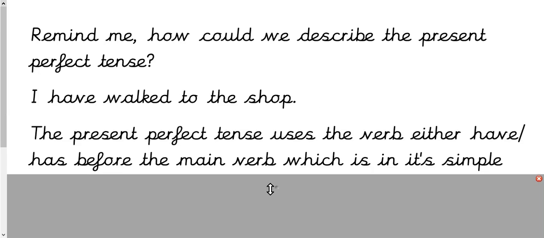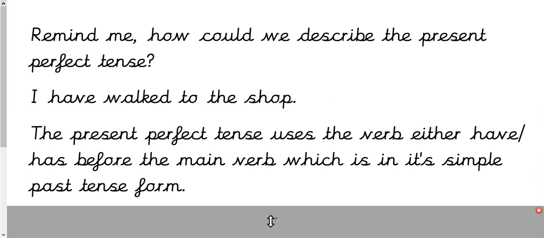Okay, let's have a look. So, the present perfect tense uses the verb either have or has before the main verb, which is in its simple past tense form. Well done if you remembered that.